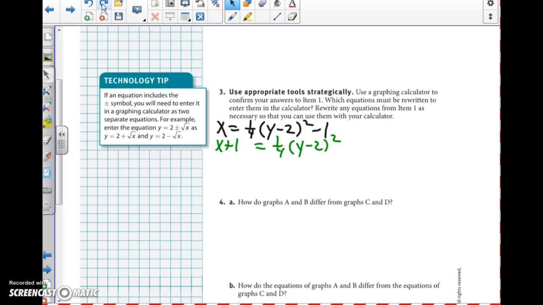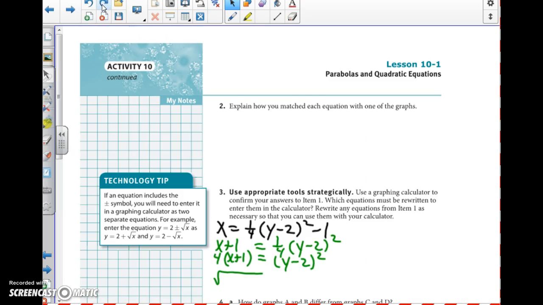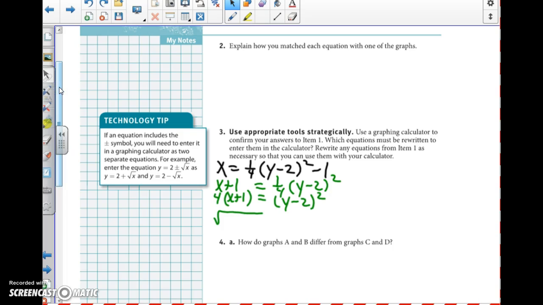Very good. Now what's the next thing you have to do to get the y by itself? Multiply both sides by 4, the reciprocal. It's correct. So you're going to get 4 times (x plus 1) equals (y minus 2) squared. Perfect. You guys are doing great. Now what's the next thing you have to do to get the y by itself? Square root. It's correct. You have to square root both sides. Oopsies, that's me showing the other class. There we go, let's go back to this. You square root both sides. Here we go, we're square rooting.